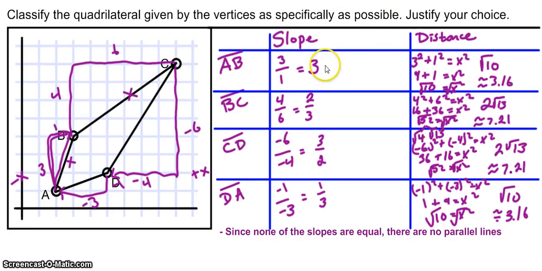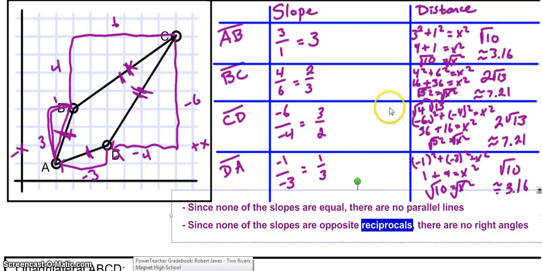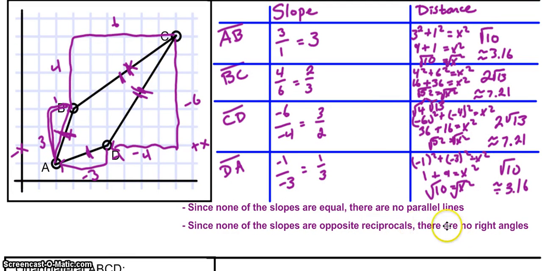Remember, because you might think that 2/3 and 3/2 are opposite reciprocal slopes, and they are reciprocals, right? The fraction is flipped over, 2/3 to 3/2, but they're not opposite reciprocals. They're both positive. One would have to be negative to create that opposite reciprocal or keep, flip, change slope, and so, as a result, there are no perpendicular lines and no 90-degree angles. Let's include that down here. Since none of the slopes are opposite reciprocals, there are no right angles.